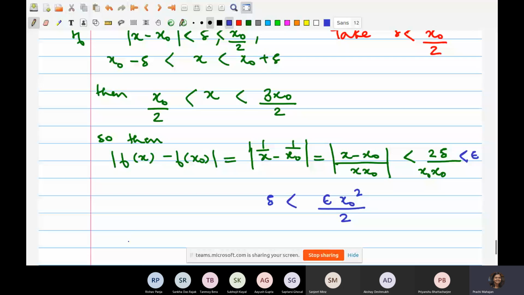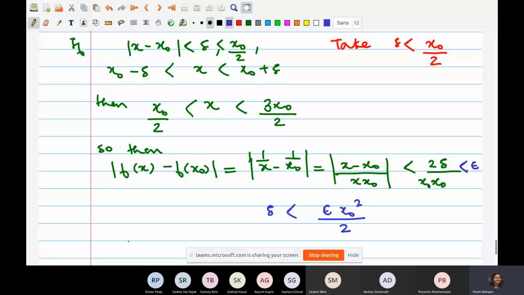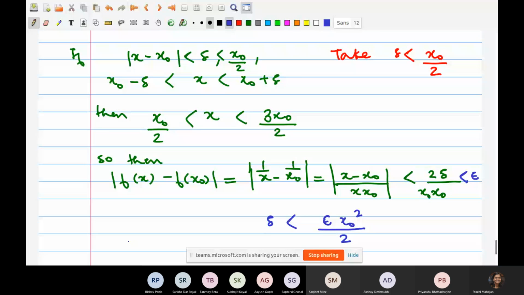So, what should be my delta? Now, can somebody help me? I want delta to satisfy two inequalities simultaneously. Which ones? Delta should be less than x naught by 2, which is here, and delta should also be less than epsilon x naught square by 2. So if I want both of them to hold simultaneously, what should I take delta to be?